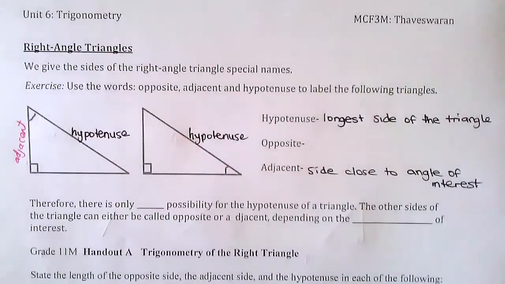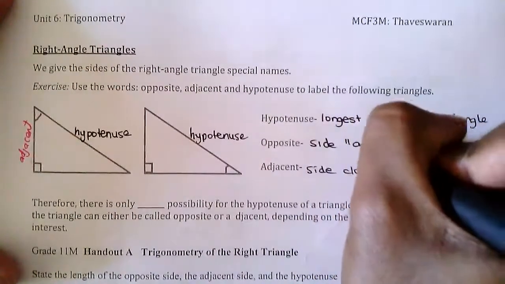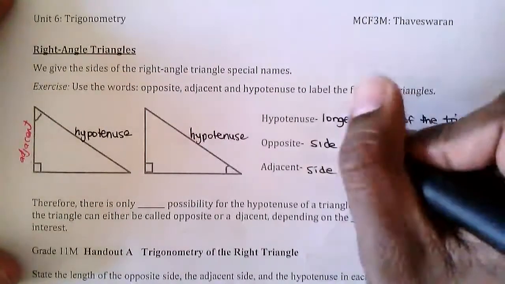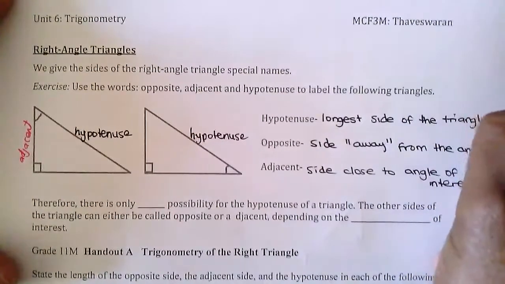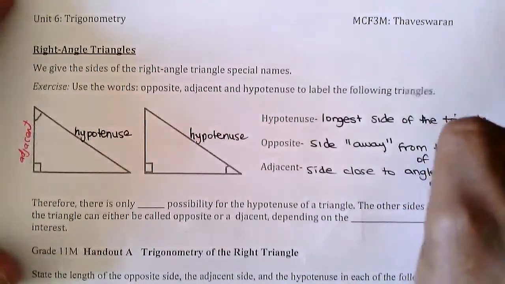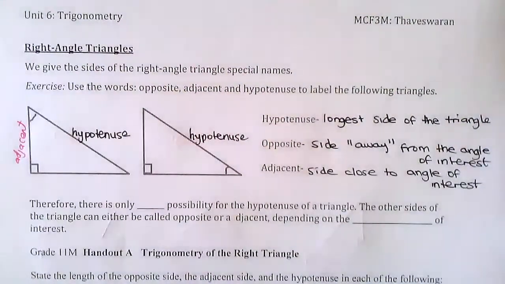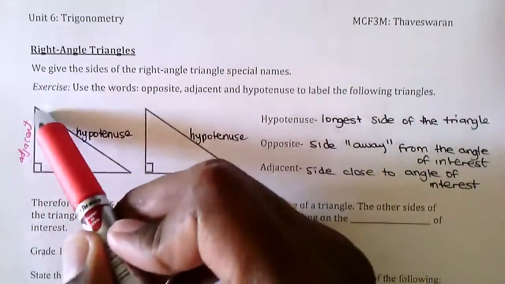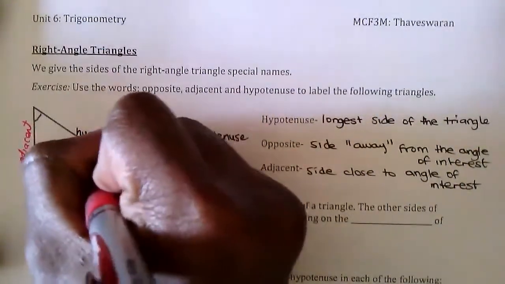And the opposite is the side away from, and really I want to use the word opposite, so the side opposite to the angle of interest, but we're going to say the side away from the angle of interest. So again, this was my angle of interest. This was the side close to the angle of interest, that's my adjacent, and the side away from my angle of interest is my opposite.